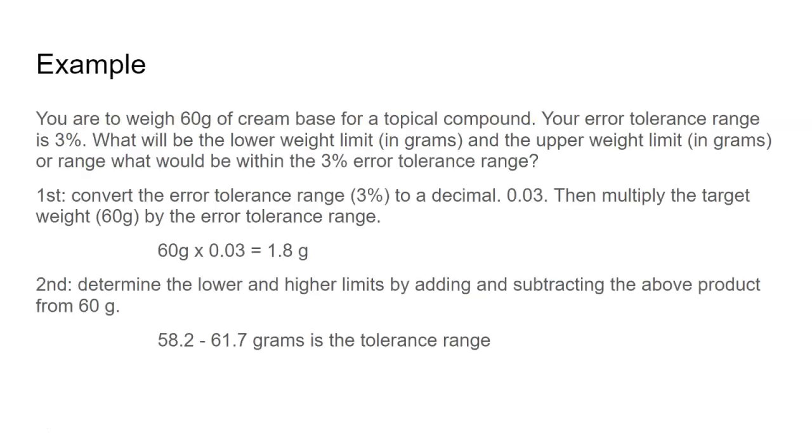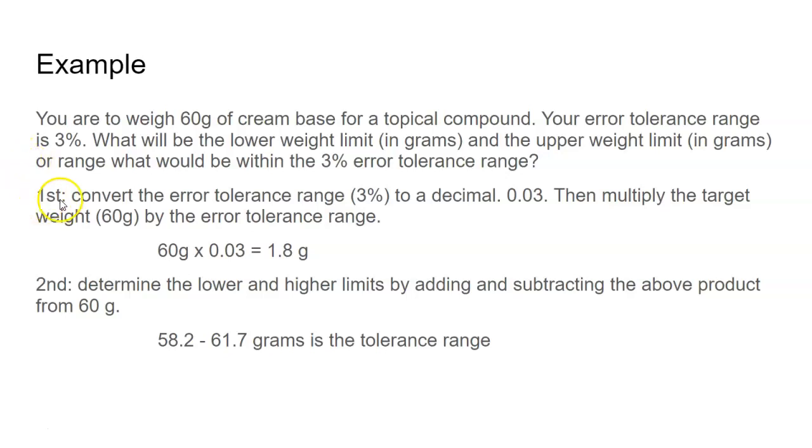So here's an example. This is actually very easy. You are to weigh 60 grams of cream base for a topical compound. So we extemporaneously compound in community pharmacy, and you can do it in institutional pharmacy as well. It just depends. But you're going to make 60 grams of cream, that's what you want, and your error tolerance range is 3%. So they're allowing you a tolerance of 3% plus or minus. So what is the lower weight limit in grams and the upper weight limit in grams, or the range, in a 3% error tolerance range?